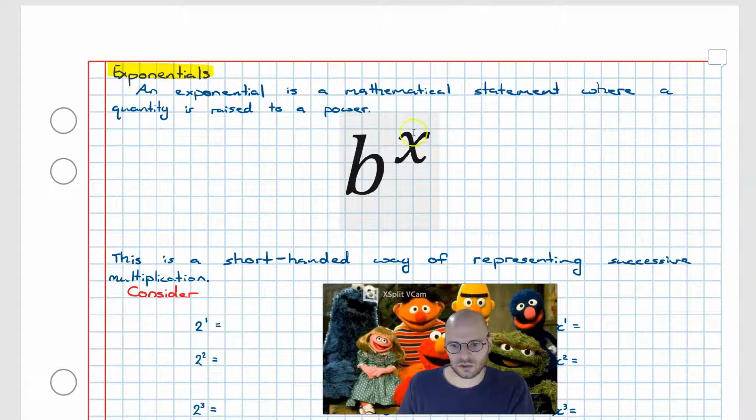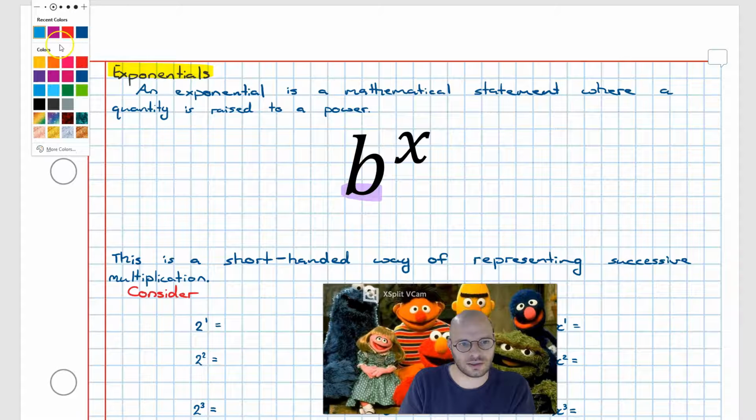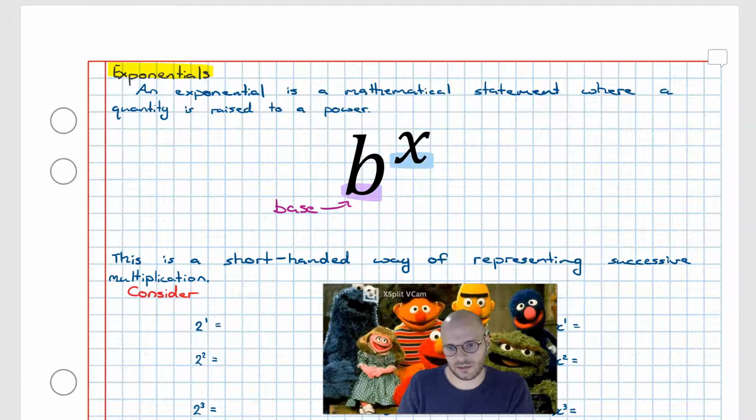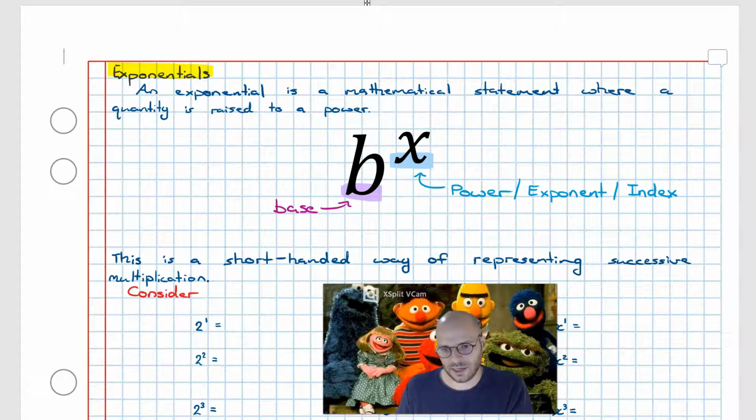If we draw our attention to the mathematical statement we see here, this is an exponential statement. The reason it's an exponential statement is because of the components it's built of. The first component, we call this the base. And the second component, this x over here, we call one of three names. We might call it the power, we might call it the exponent, hence the name exponential, and we may also call it the index. So an exponential statement is whereby we have a base raised to a power.